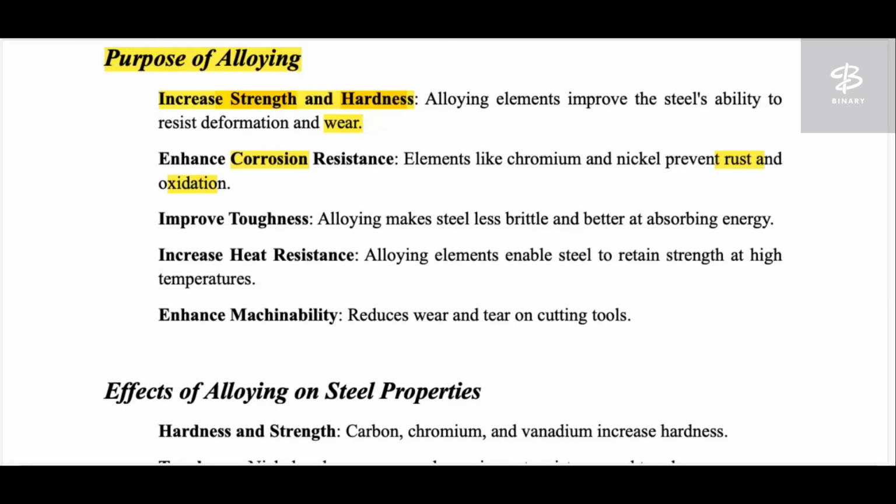Okay, so this is not a desirable thing, right? Most of the time this is a very negative thing. Corrosion is negative, because in corrosion your material is going to be eroded and your material is going to be weakened.